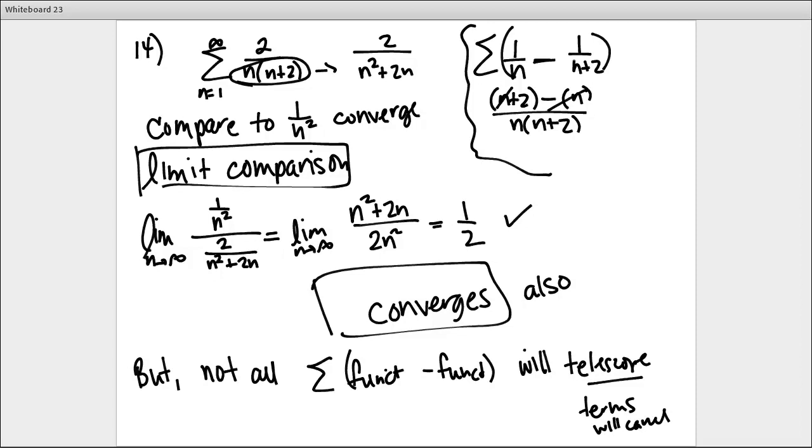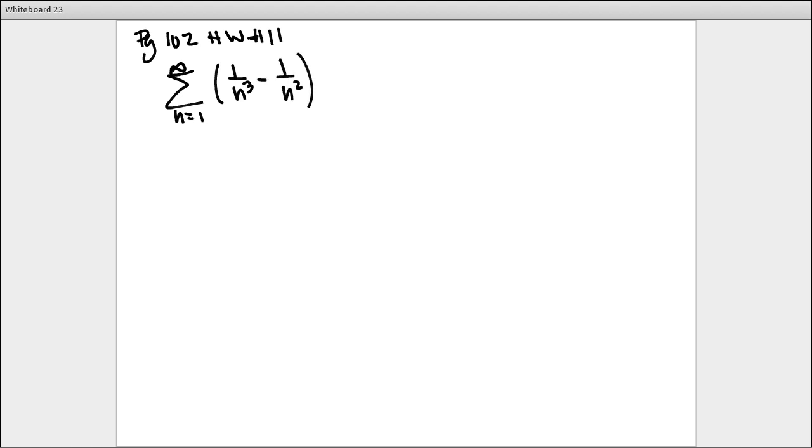I think I have an example of one that doesn't do that. Here, on your homework, page 102, homework number 11, it looked like this: 1 over n cubed minus 1 over n squared. That does not telescope. The terms don't cancel. I know there's a squared on there, but regardless, right? They don't cancel. So be very careful.